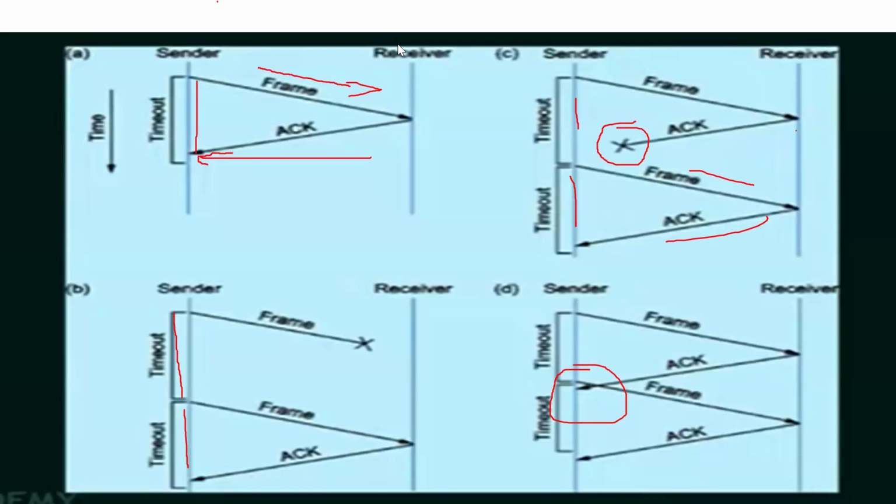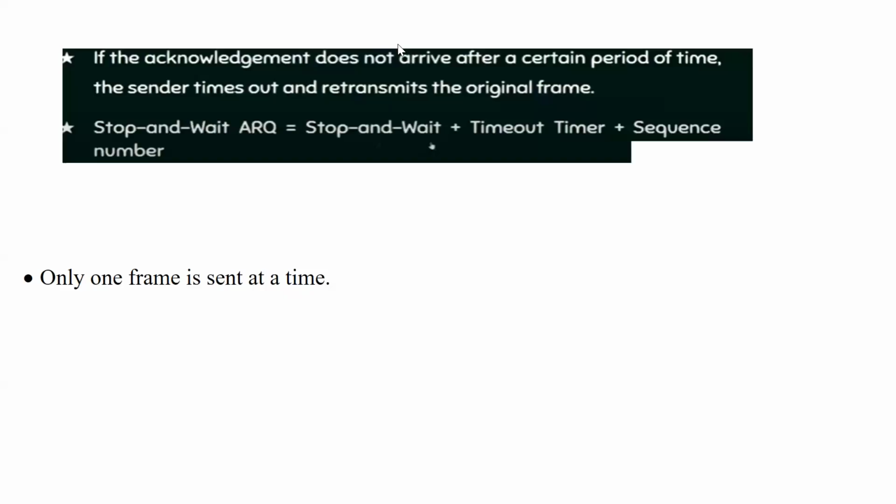ARQ. So here, when the acknowledgement does not arrive after a certain period of time, the sender times out and retransmits the original frame. Here, stop and wait ARQ is one technique. So what does this mean? We'll see. Here you can see this. If the acknowledgement does not arrive after a certain period of time, the sender times out and retransmits the original frame again.